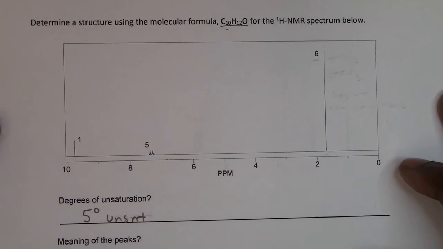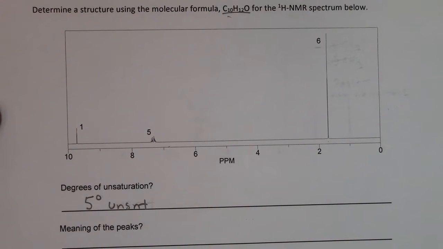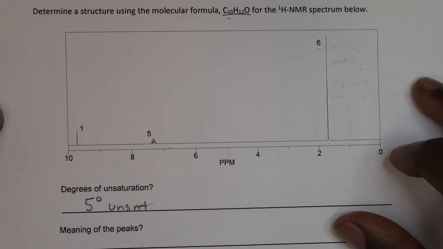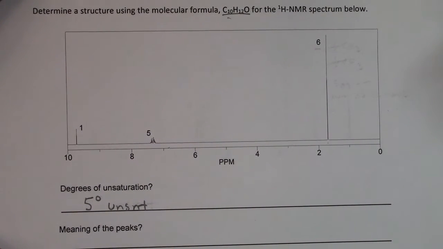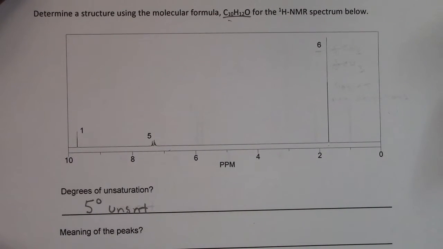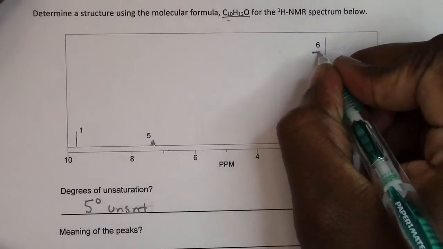Now recognize that this could be any combination of rings and double bonds or triple bonds. But as we start to determine the structure of this compound, we will recognize exactly where these degrees of unsaturation are based on the peaks that are at certain places on the ppm scale. So let's dive into our NMR and see if we can begin to resolve the NMR spectrum.